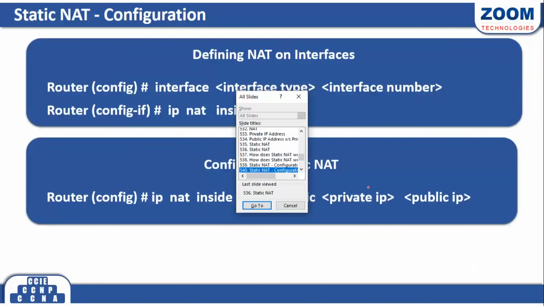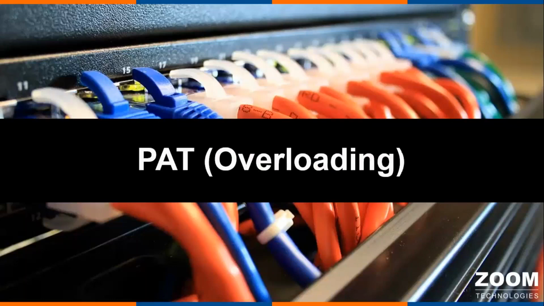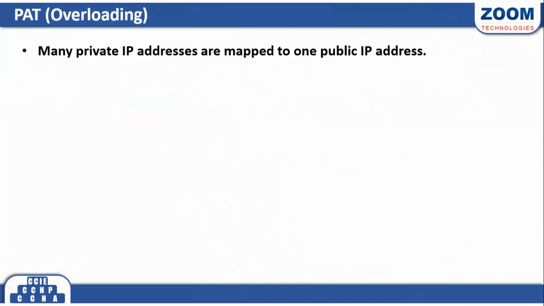Next, PAT, port address translation, PAT overloading. Many private IP addresses are mapped to one public IP address. Many private IP addresses can reach the internet with one public IP. How many? Many means how many? 10, 20, 200, 2000, 20,000? How many? 60,000 private users' traffic can reach the internet with one public IP.